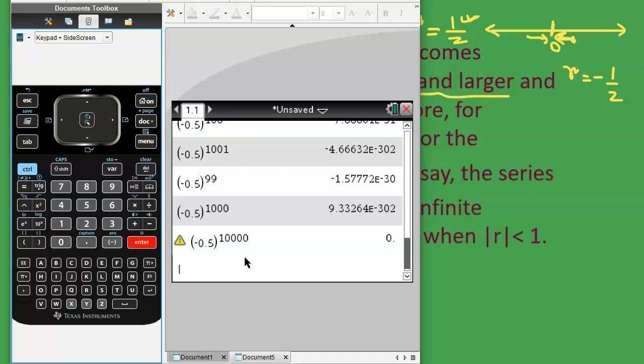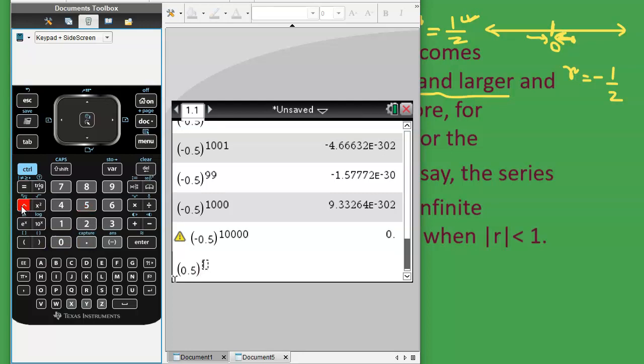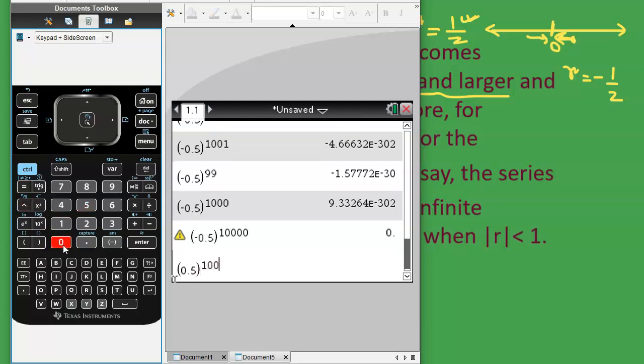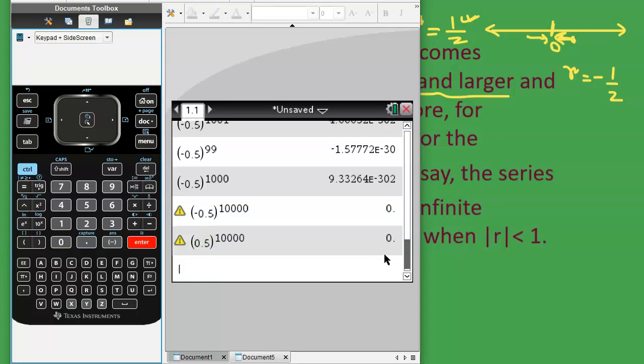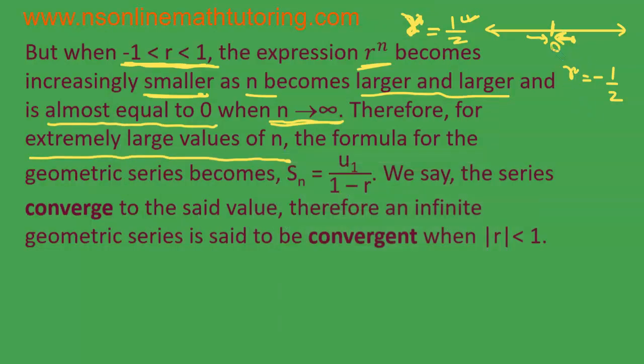And this will be the case if we take, instead of negative 0.5, positive 0.5 as well. Let me show that. 10,000. It is also equal to 0. See? It may be a negative half or a positive half. When I have raised it to a power of 10,000, it is giving us a value of 0. So that is what we have seen. It is approaching the value 0 as n is becoming larger and larger.